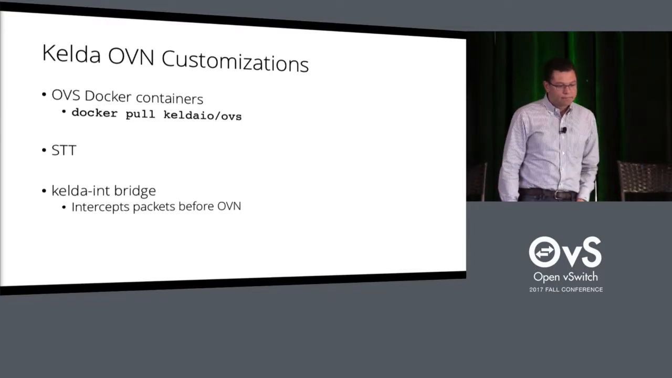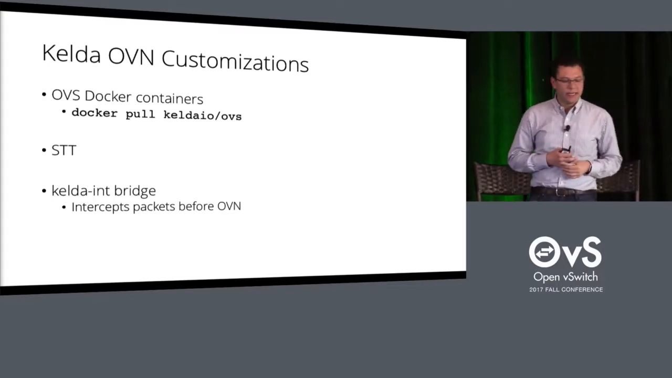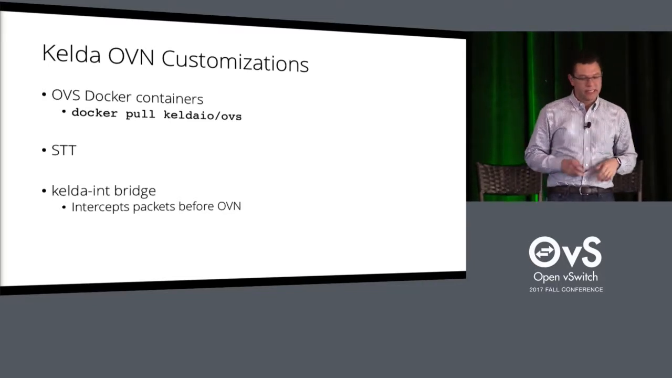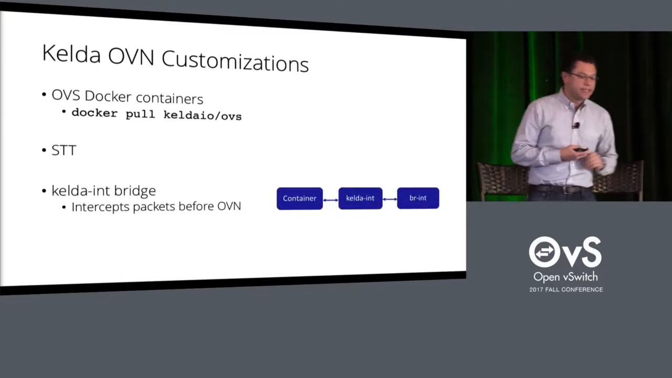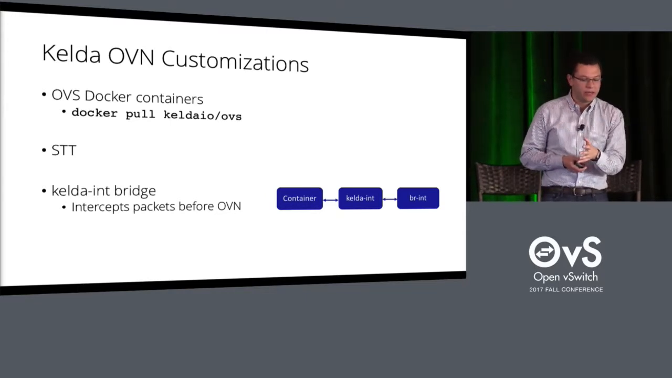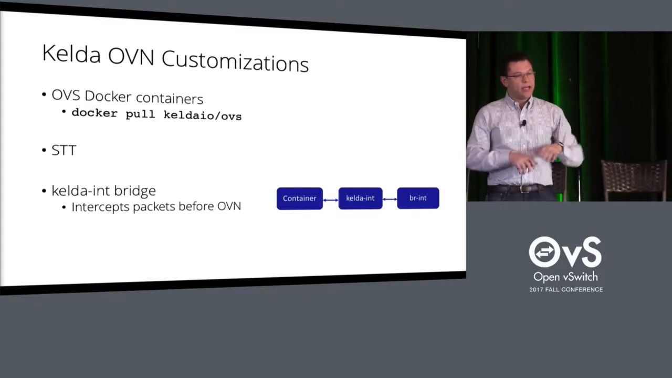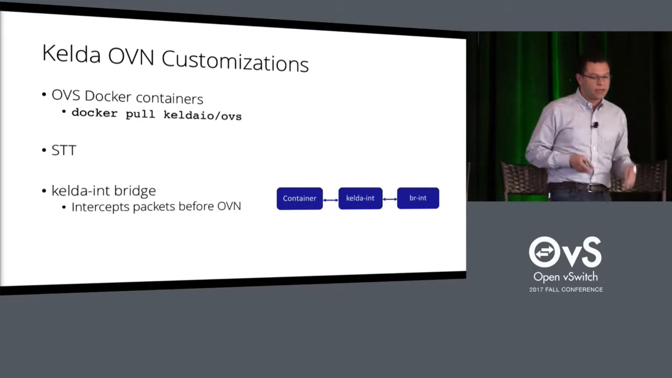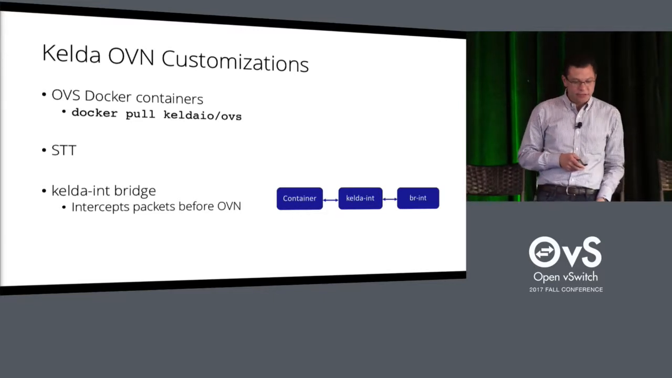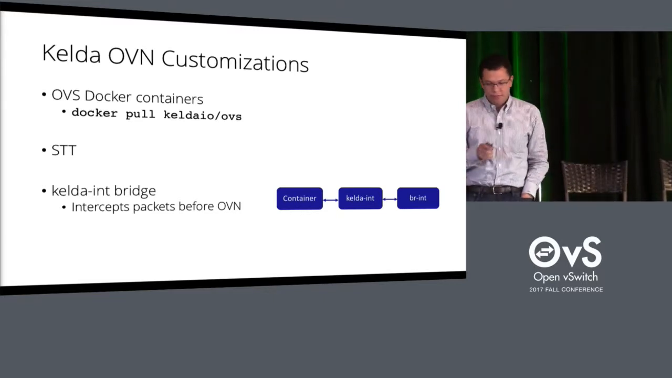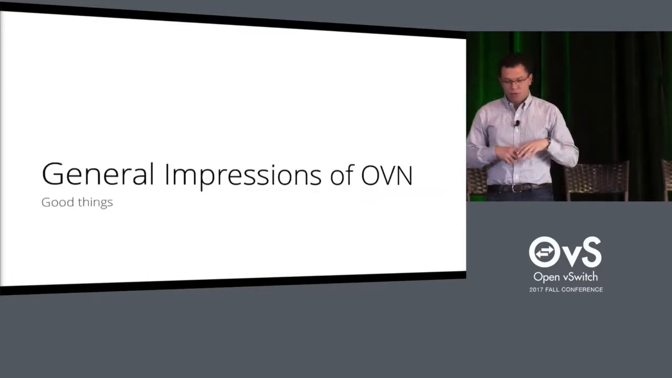And then the last thing is, especially when we started using Oven, it did not support all of the features we needed. So we have our own integration bridge that sits in between the containers and the Oven-controlled bridge. When OVS receives a packet, it goes through our OpenFlow tables, where we do custom Kelda-specific stuff before passing it on to Oven. I'm hoping we can get rid of this in the near future, but for now we're stuck with it. Okay, so that's kind of what we're doing.